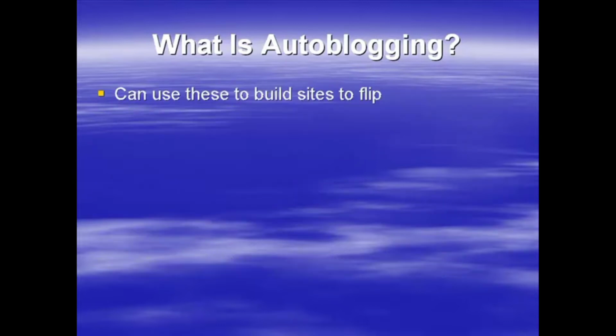So what can you do with these sites? Well, one of the things you can do is you can build the sites to flip. You can set it up as an auto blog, run it for a few months, get it ranking, get it earning, and then you can sell it for 6 to 10 times the earnings. So you can do very, very well. You can turn it from an auto blog into a normal blog, then disable all the auto blogging functions, and leave it running and sell it.